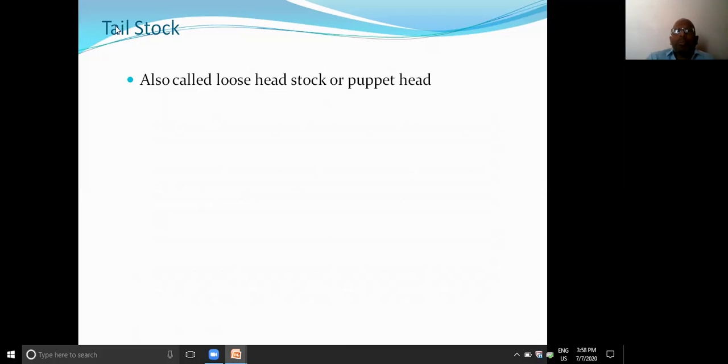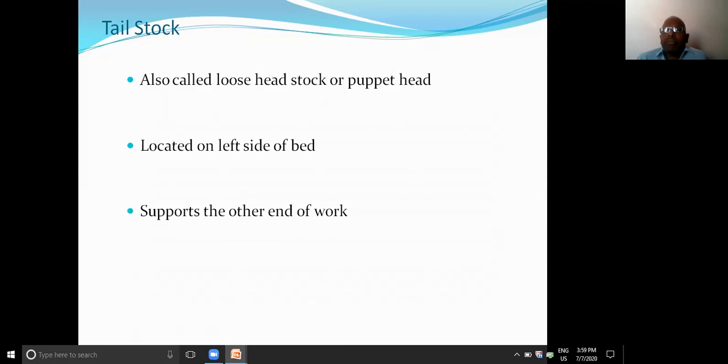Whereas if we come to the position of the tailstock, it can be changed with the help of adjustable screws. So that's why this tailstock is also called the loose headstock. So the names are different. In some situations, some persons may also call it the puppet head. As we discussed, the tailstock is located at the right side of the lathe bed, but not at a fixed position.